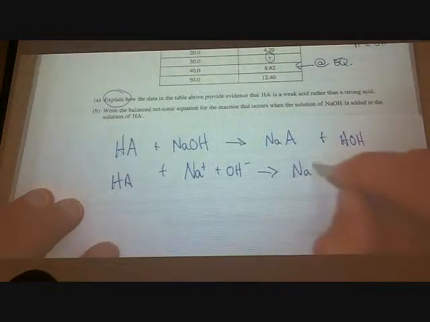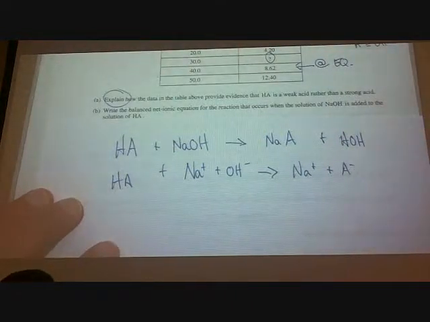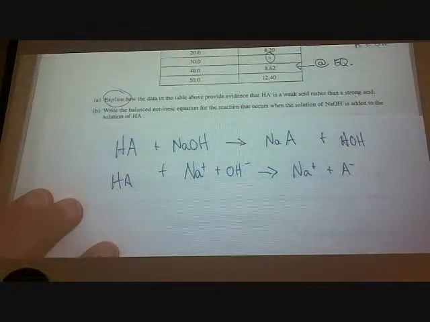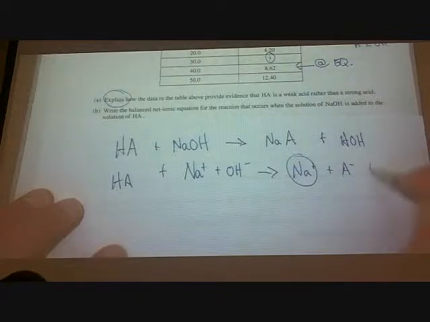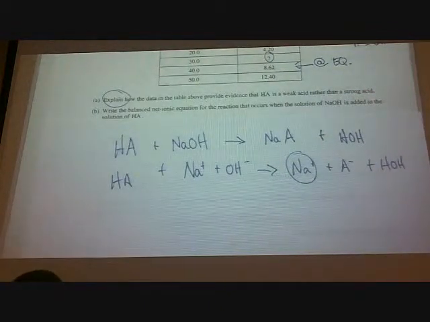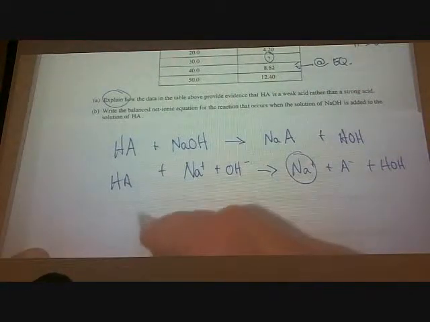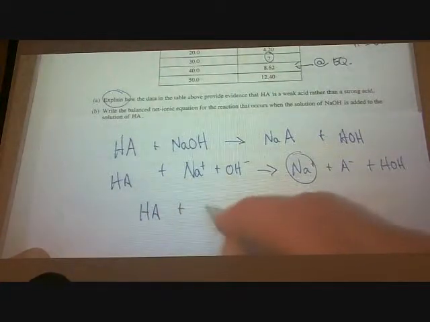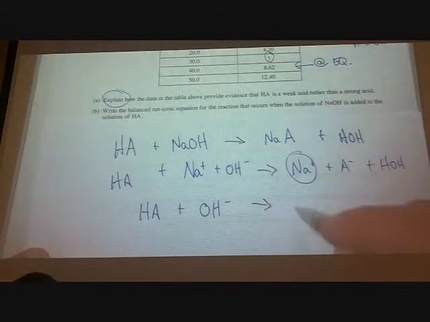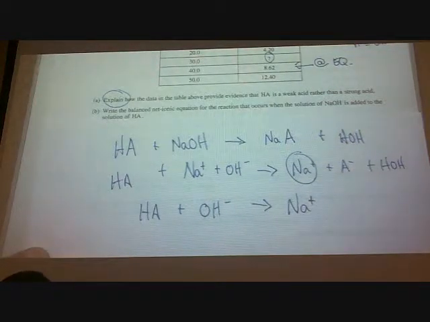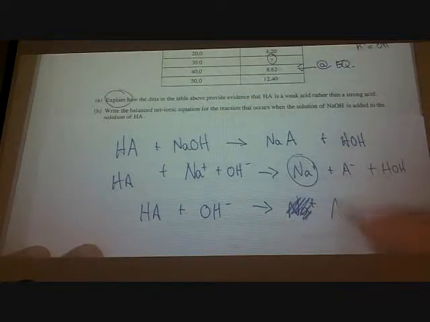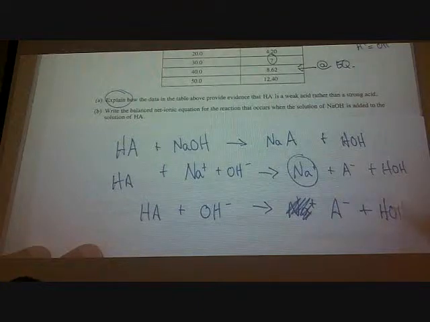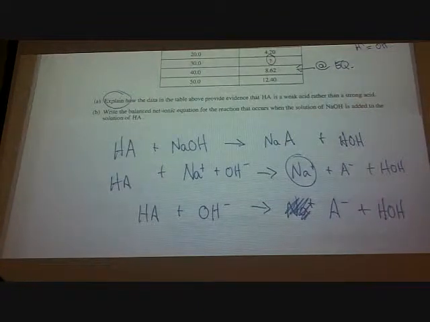So on this side, do we have sodium and the anion like this? Is that true? Why? Sodium, good. And then the water stays together. So how will your net ionic equation look when you finalize this? So HA plus OH makes sodium ions, right? Wait a minute, sorry, nope. Anions and water. Why does the sodium not show up?